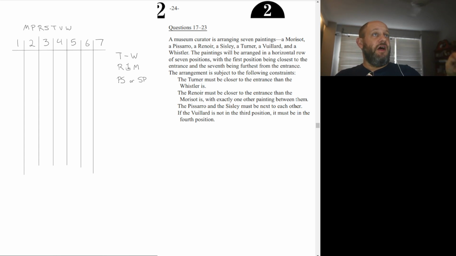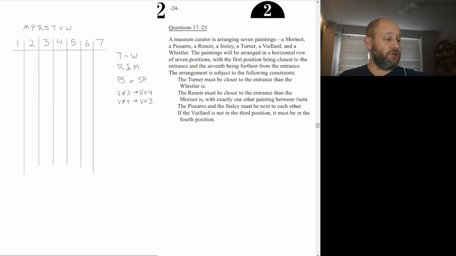If V is not third, then it is fourth. Okay, so if V is not third, then V is 4. Sorry, that's a 4. And contrapositively, if V is not 4, well, then V must be 3.